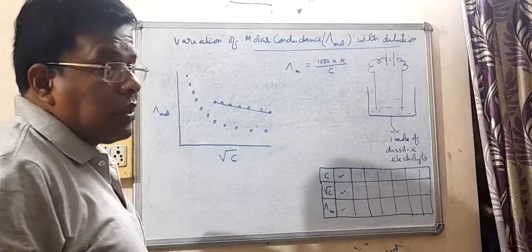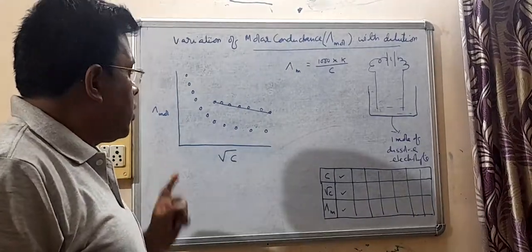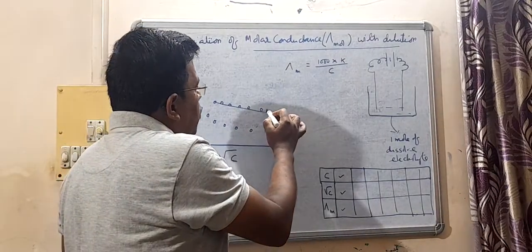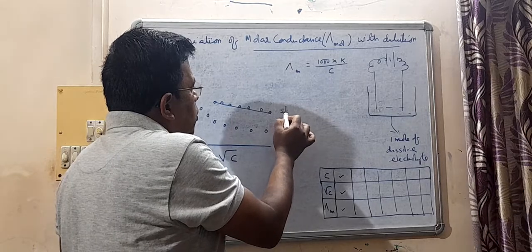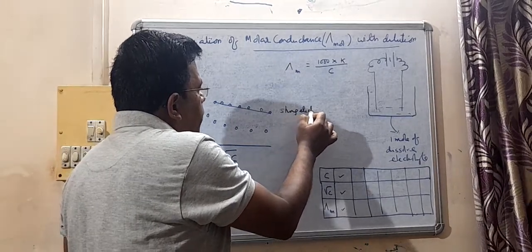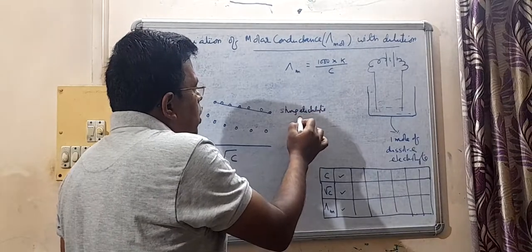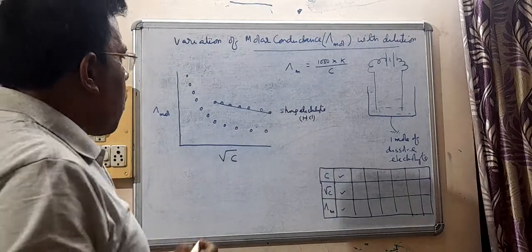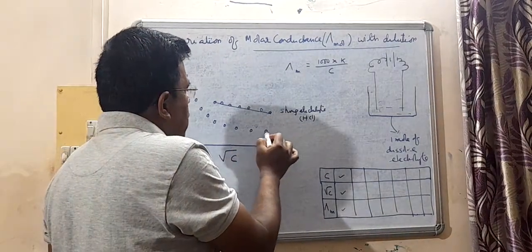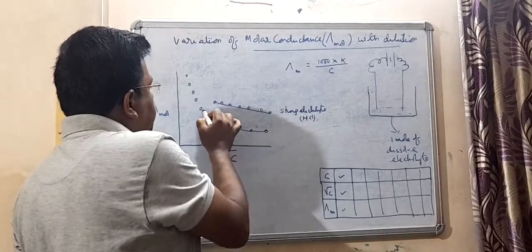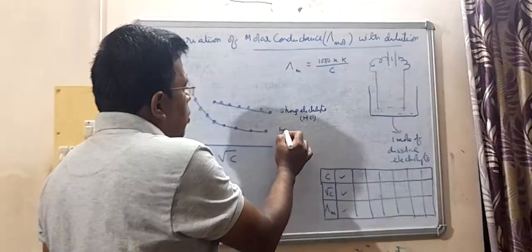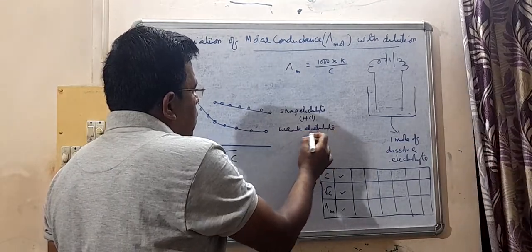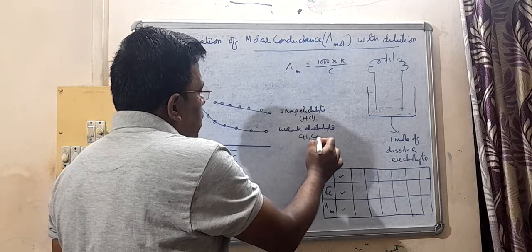Okay, now it is seen that behavior is different in case of strong electrolyte and weak electrolyte. This is the graph obtained in case of strong electrolyte, for example HCl. HCl is an example of strong electrolyte, and this graph that we get is for weak electrolyte. An example of weak electrolyte is acetic acid.